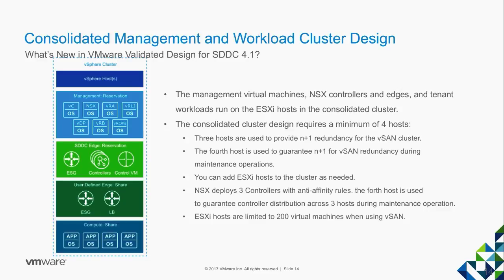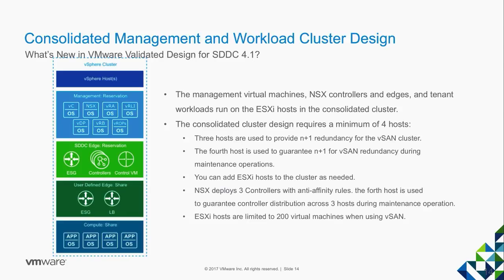And here, like I said, we require 4 hosts. 3 hosts, because we're using vSAN in the documentation and testing. 3 hosts are required to provide N+1 redundancy to vSAN. The 4th host is used to guarantee that N+1 for vSAN redundancy during times of maintenance. So, for example, using vRealize Update Manager to do rolling upgrades, we want to ensure that you have the ability to maintain that redundancy for vSAN during those maintenance operations. Again, you can scale from a minimum of 4 hosts all the way to 32, so we have that scalability.